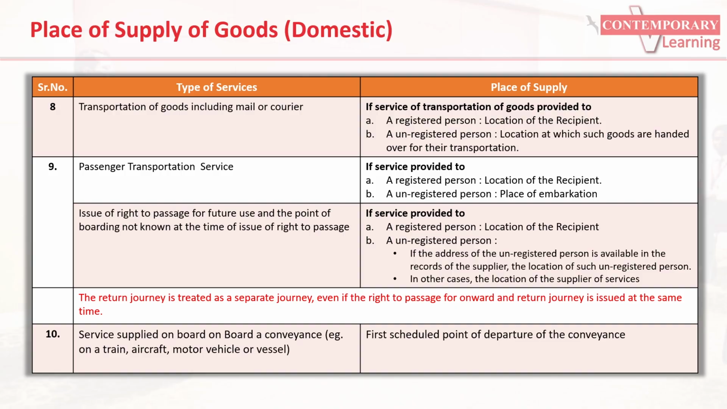Passenger transportation is interesting. For registered persons, it's the recipient's location. For unregistered persons, it's the place of embarkation. If you're issuing tickets for future use without knowing the boarding point, you fall back to general rules. Services provided on board conveyances, like meals on flights or trains, are taxed at the first scheduled point of departure.